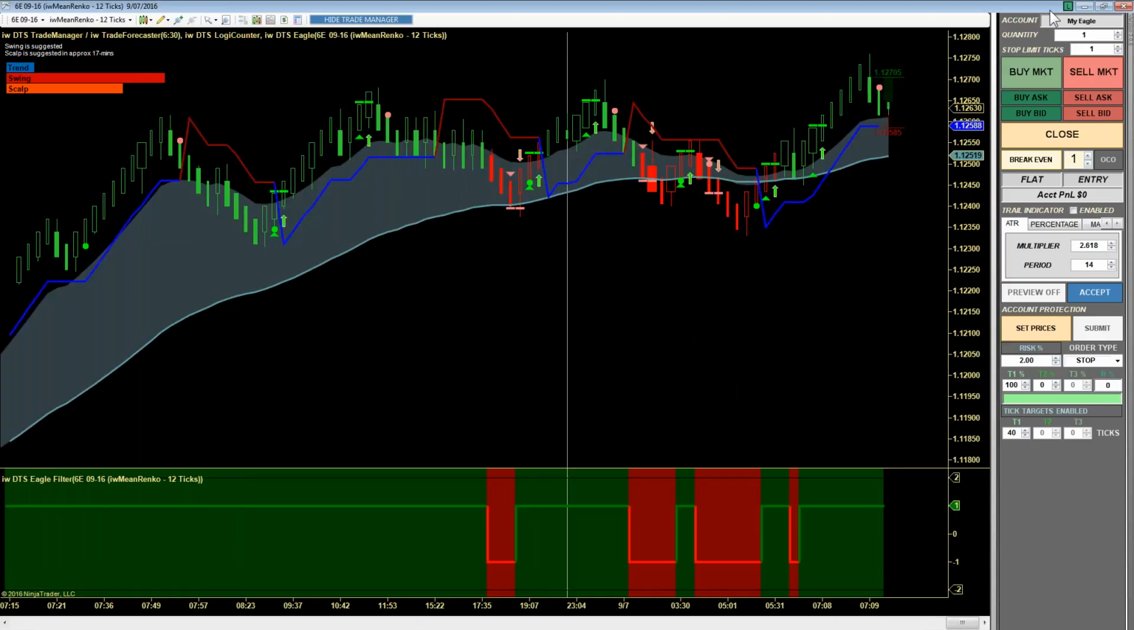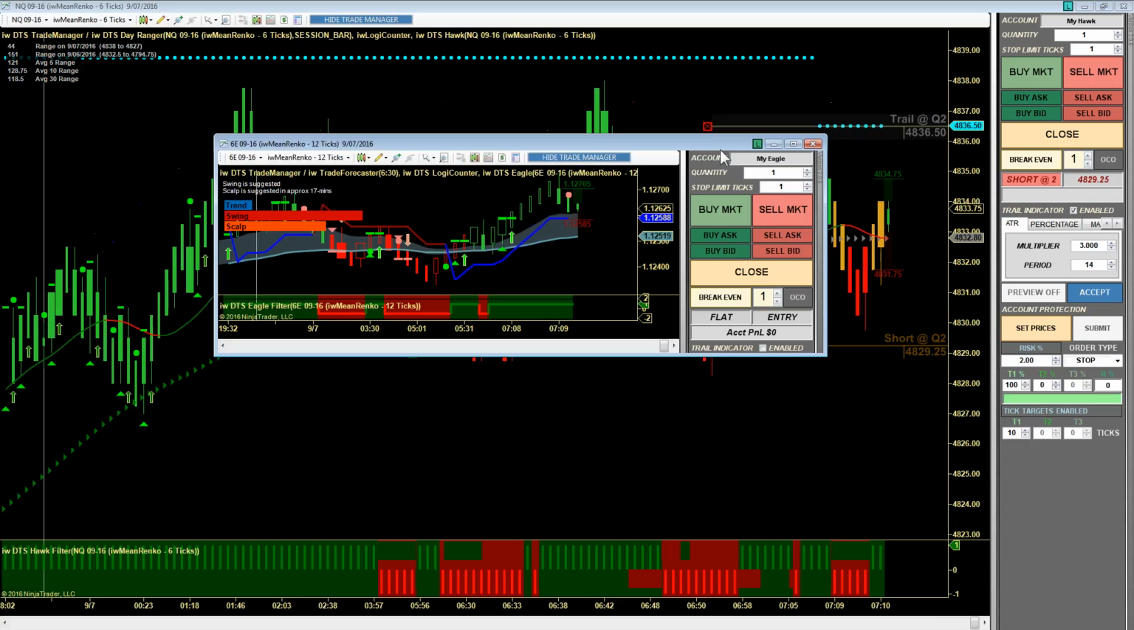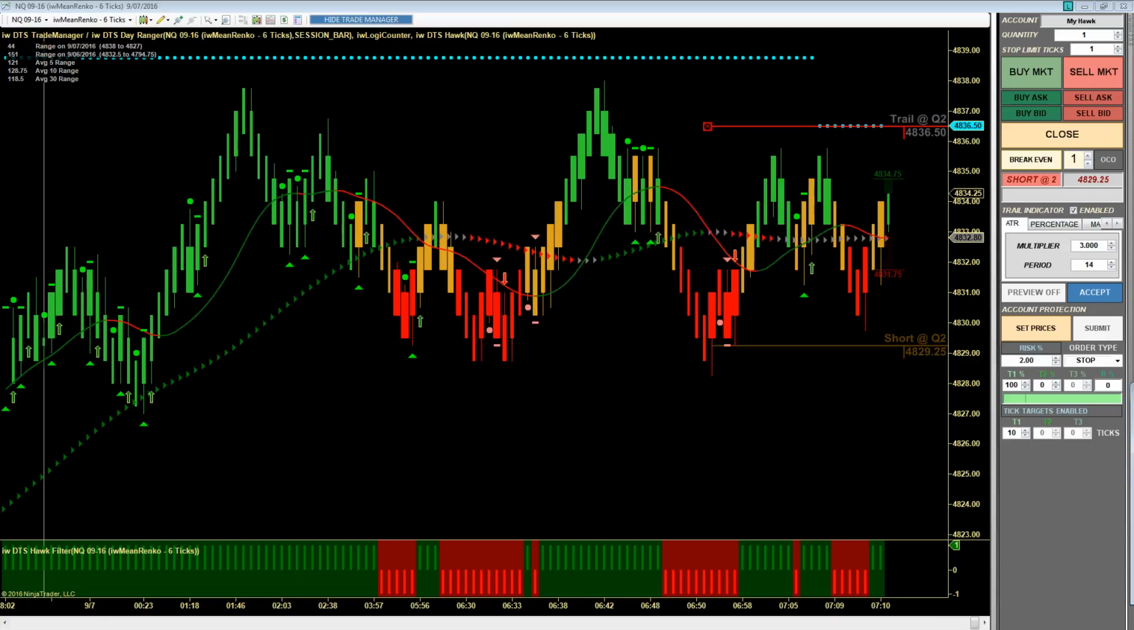So to answer your question, the DTS system will actually work on any chart that you can plot on Ninja. It doesn't matter whether it's Forex, futures. We even have traders trading the stock market with the DTS tools.